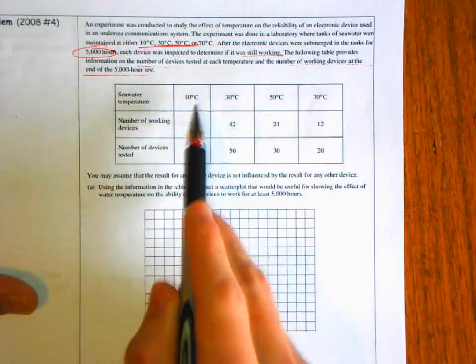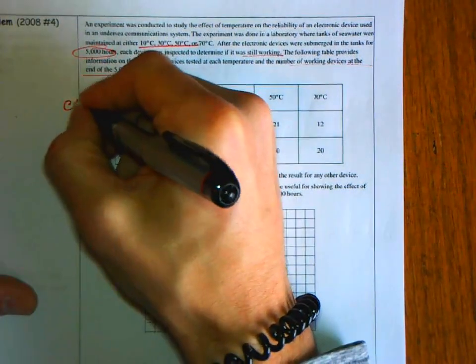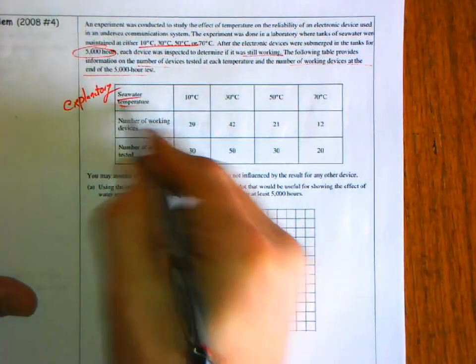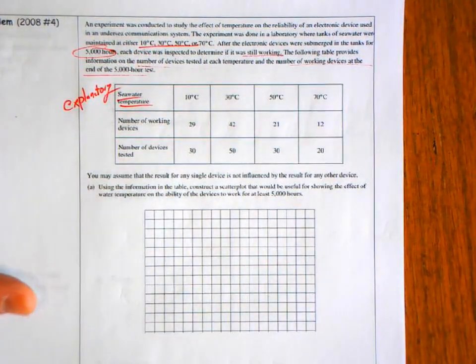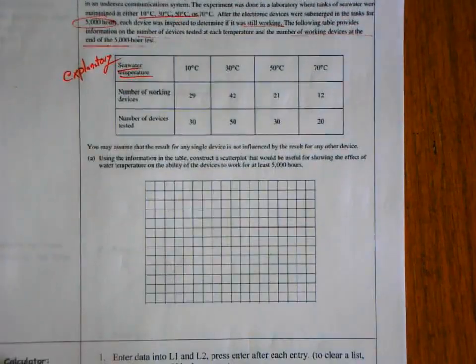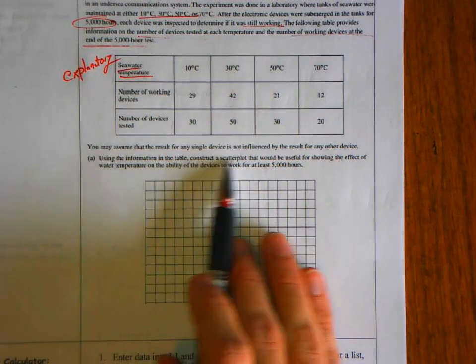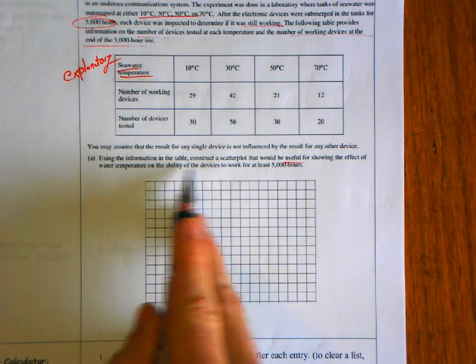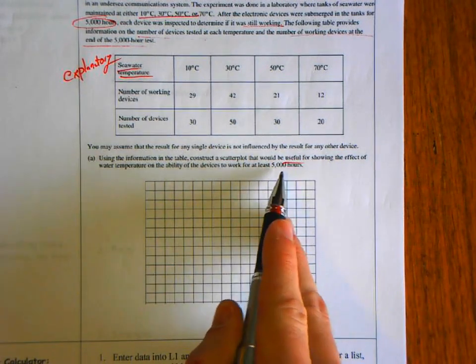I have temperatures, so this is going to be my explanatory variable, the seawater temperature. But what's my response variable? This is the tricky part. It asks you to use the information in the table to construct a scatter plot that would be useful for showing the effect of water temperature on the devices' ability to work at least 5,000 hours.